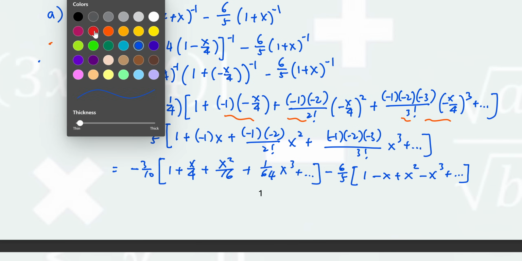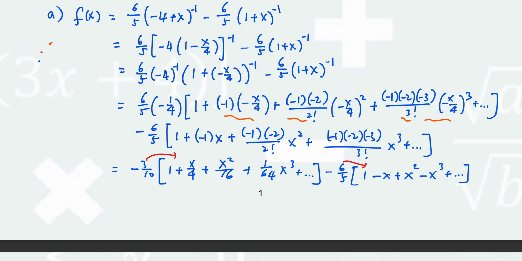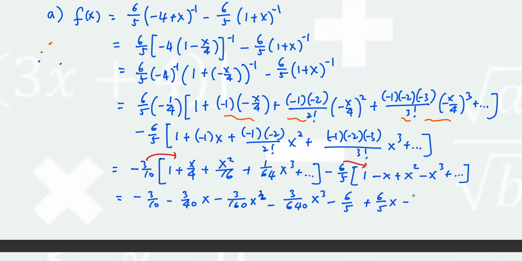Then now just do the expansion again. Bring in the constant to the square bracket. Then from here, you will be getting minus 3 over 10, minus 3 over 40 x, minus 3 over 160 x squared, minus 3 over 640 x cubed, all multiplied with minus 3 over 10. And then followed by minus 6 over 5 multiplied to the whole bracket. That means this is going to be minus 6 over 5 plus 6 over 5 x minus 6 over 5 x squared plus 6 over 5 x cubed.